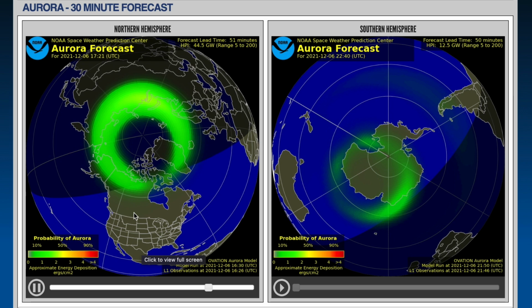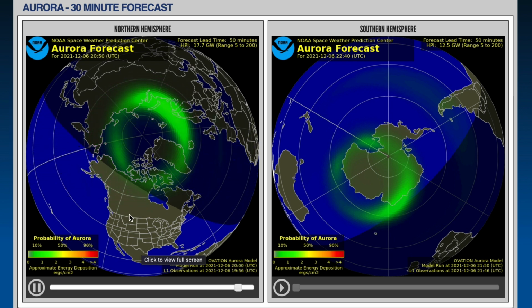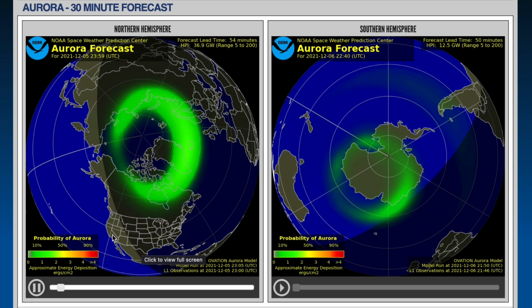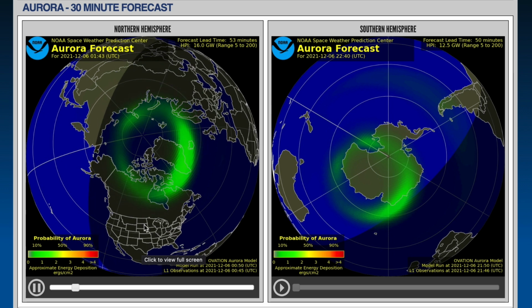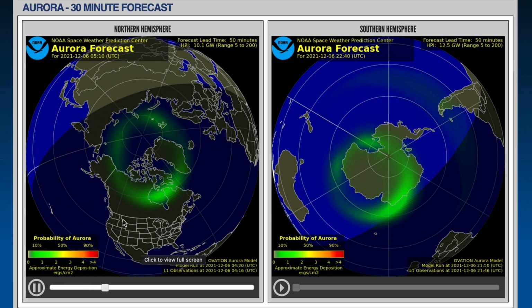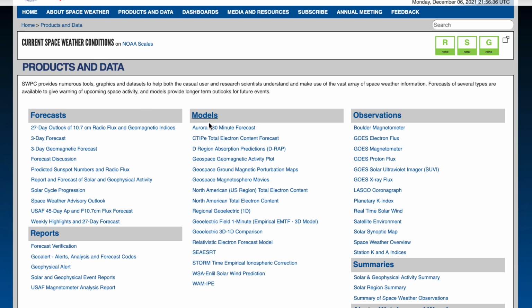Because remember, this is happening hundreds of miles above the Earth's atmosphere. So even if it's not directly overhead, you can still look north and see it. It's not common to have aurora directly over our heads here in the lower 48. More often than not, we're looking north and seeing aurora on the horizon. Okay, so let's go back.